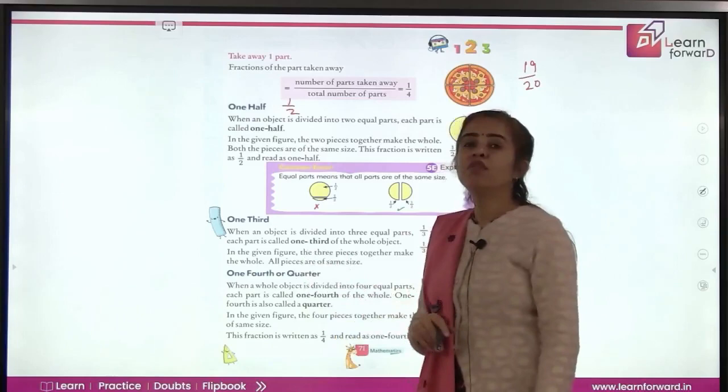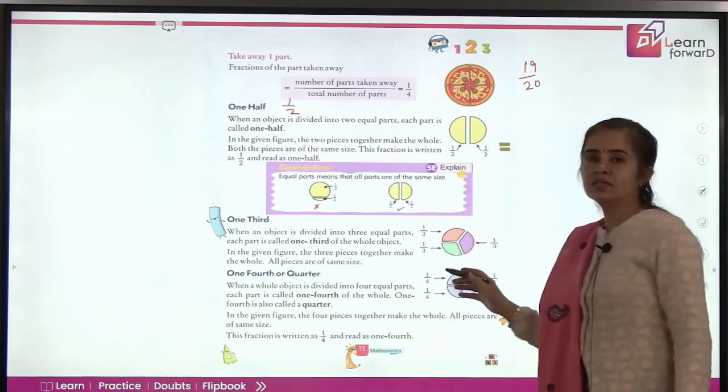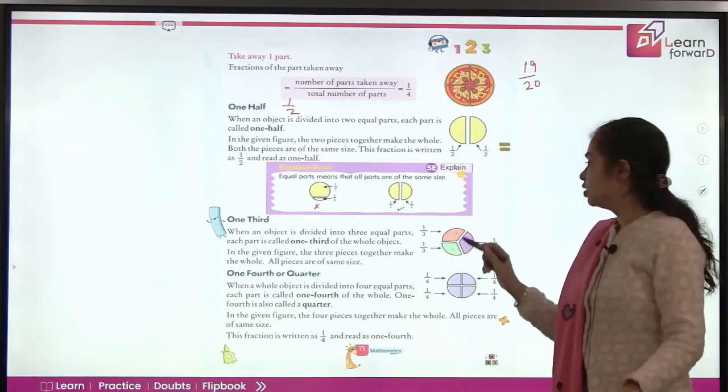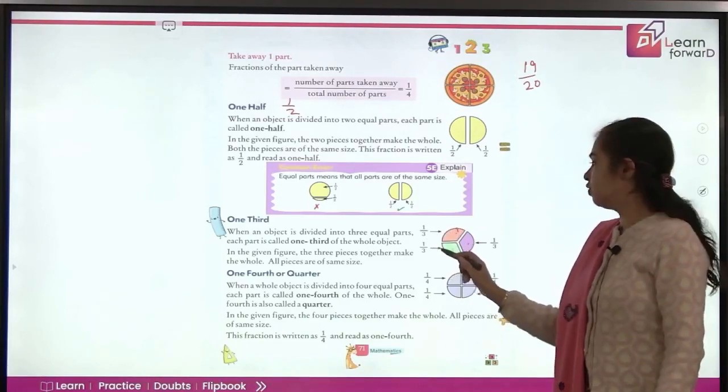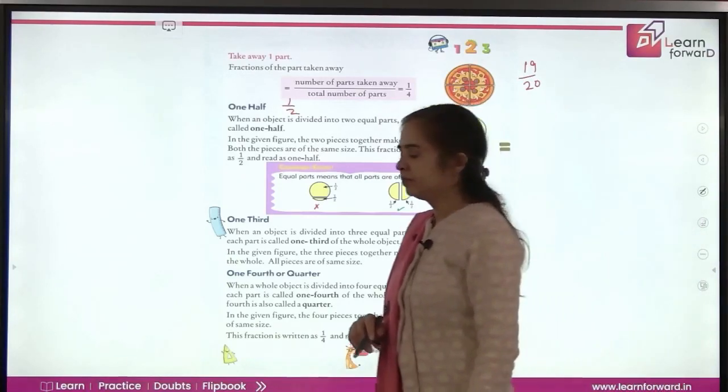Now in case of 1/3, you divide something in 3 equal parts. Look at this circle again. How many parts have you made? 3 parts. So each part is 1 out of 3, 1 out of 3, 1 out of 3. This is called 1/3, right?